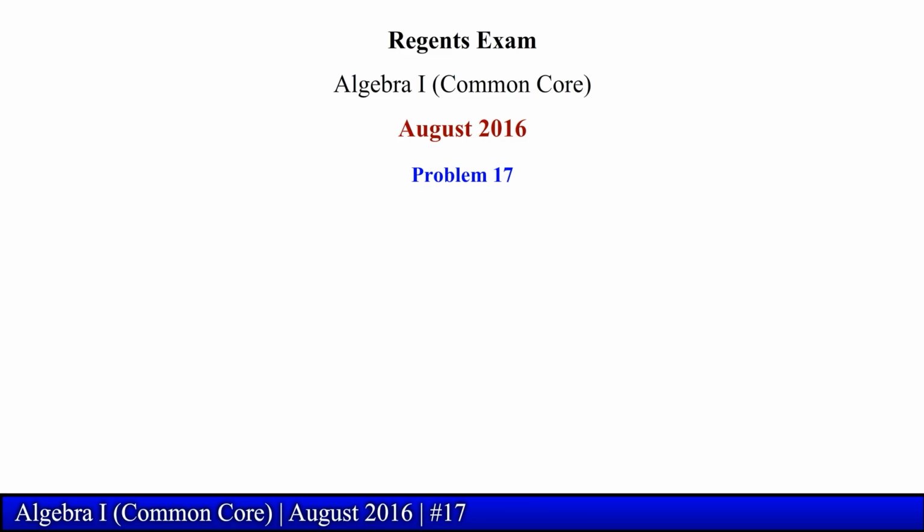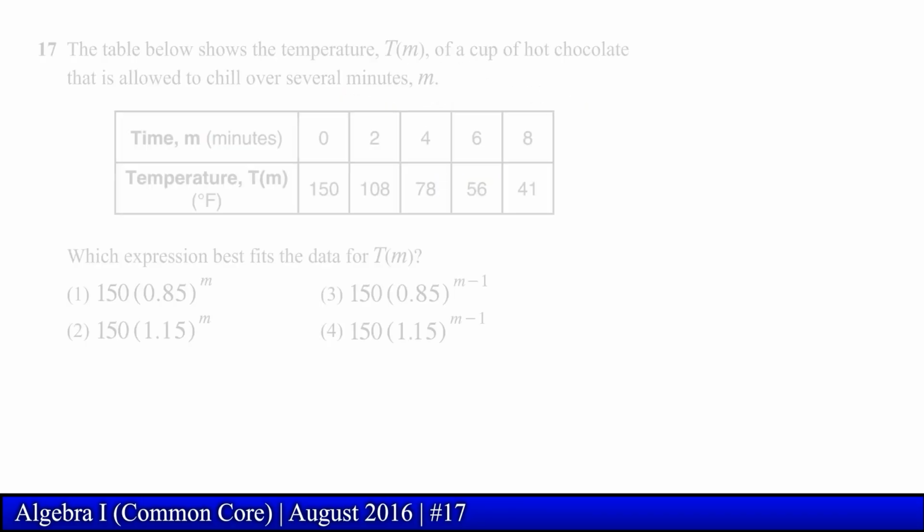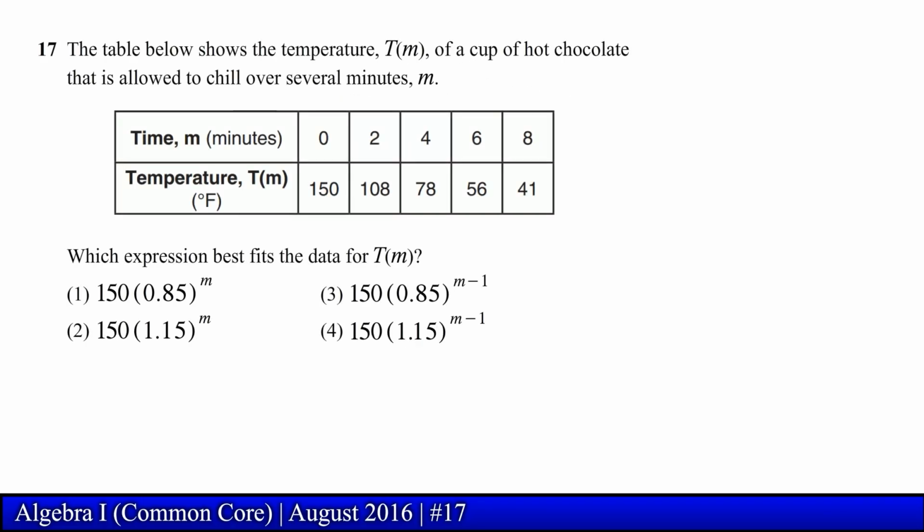Regents Exam, Algebra I, August 2016, problem number 17. The table below shows the temperature, T of M, of a cup of hot chocolate that is allowed to chill over several minutes, M. Which expression best fits the data for T of M?